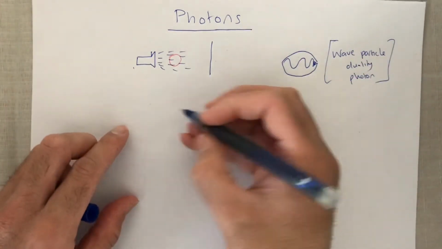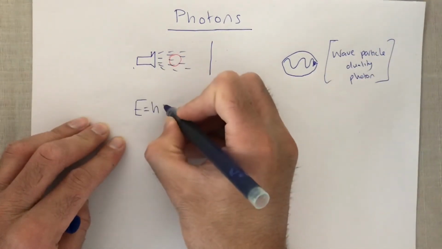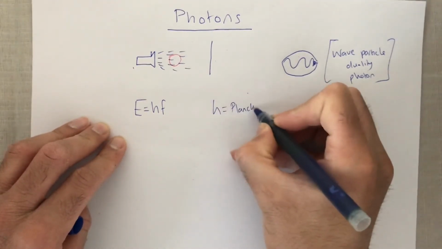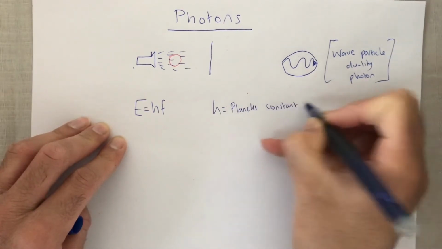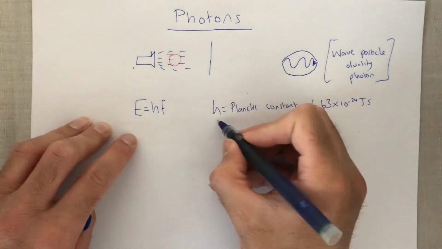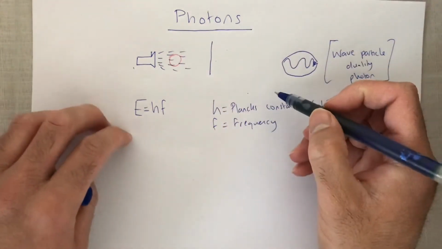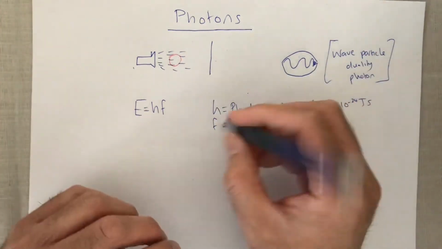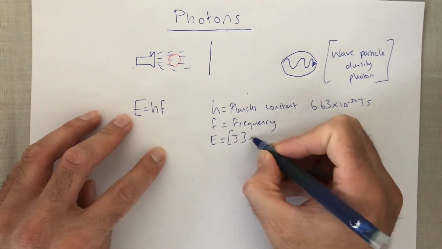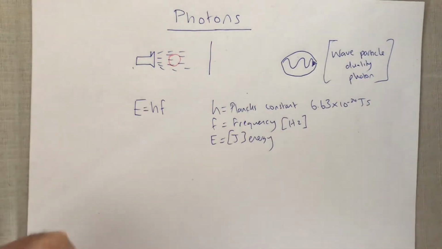Let's just really quickly have a look at how we calculate the energy of a photon. The energy of a photon is given by E equals hf, where h is Planck's constant, 6.63 times 10 to the minus 34 joule seconds, and f is the frequency of the incoming source of light, in hertz, and E is the energy in joules.